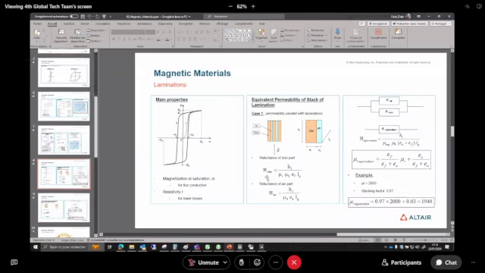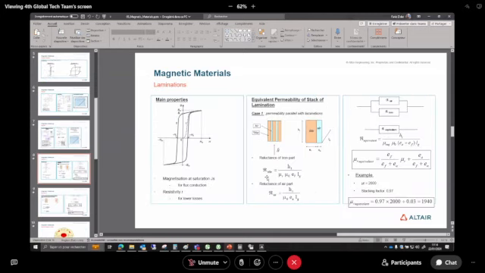Okay. Then I am going to continue on the lamination. So why are we laminating the stator and the rotor? This is in order to reduce the losses. We will see later on that the fact that we make the lamination, we will degrade a little bit the material characteristics, and since we are going to laminate, we will have what we call a stacking factor.